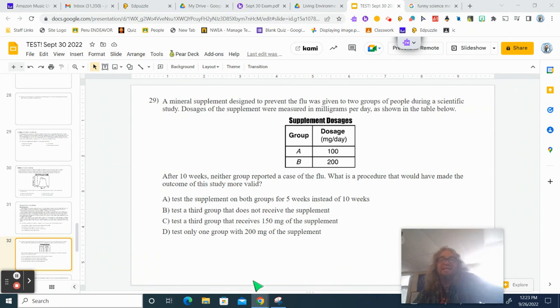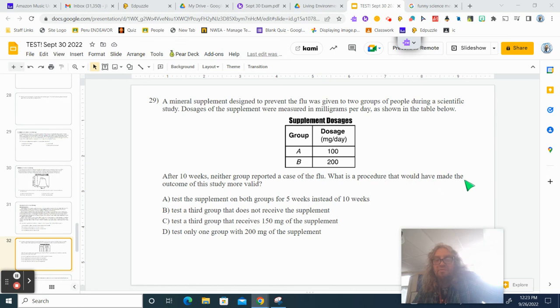Question 29. A mineral supplement designed to prevent the flu was given to 2 groups of people during a scientific study. Dosages of the supplement were measured in milligrams per day, as shown in the table below. So group A and group B. After 10 weeks, neither group reported a case of the flu.